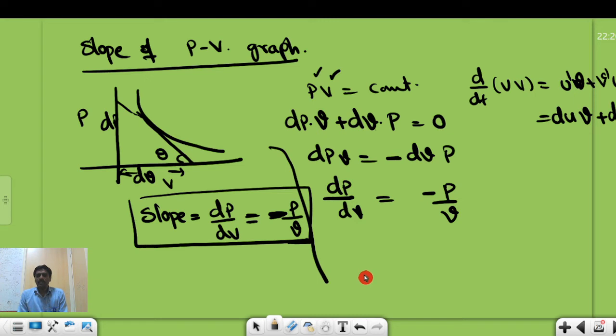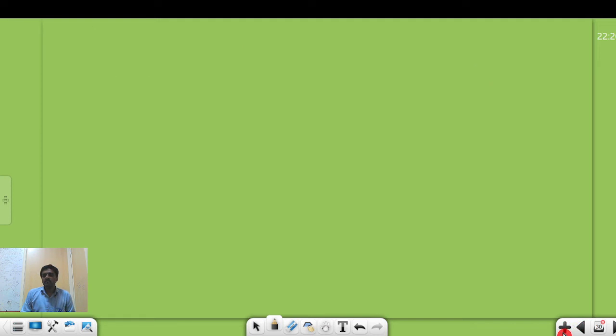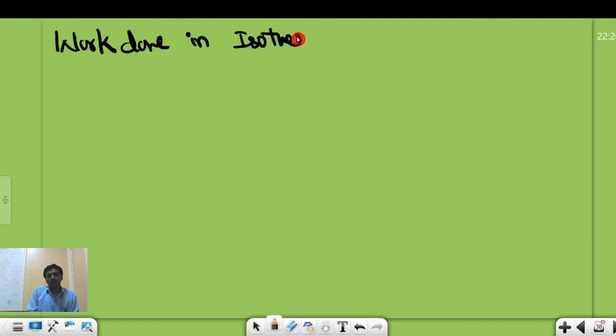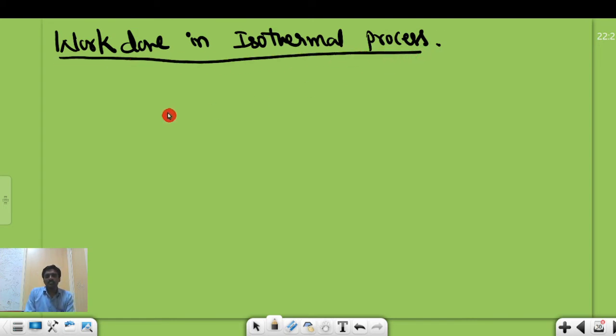Now I hope you understand the slope of the graph. Now let me go to the work done in the isothermal process. So in the isothermal process we need to find out the work done. What is the work done formula? The work done formula: W is equal to integral of dW, that is equal to integral of P into dV.